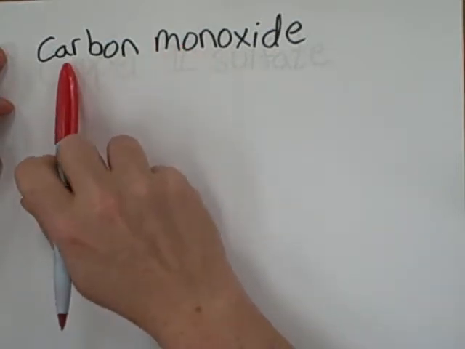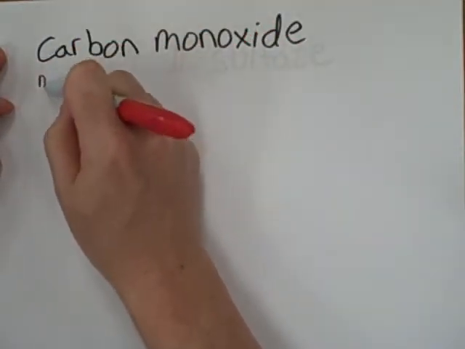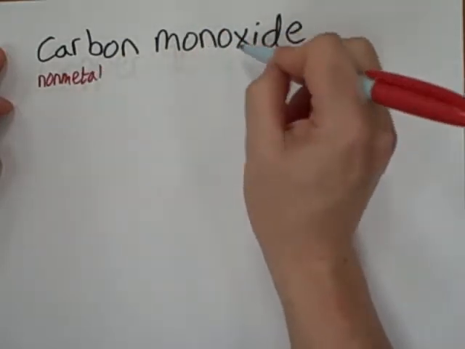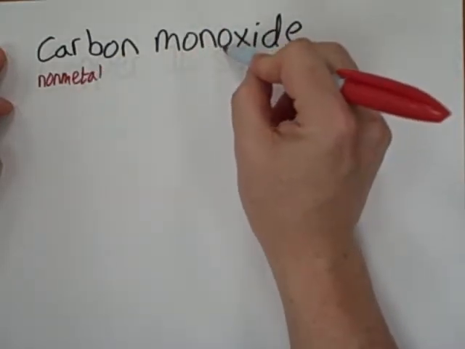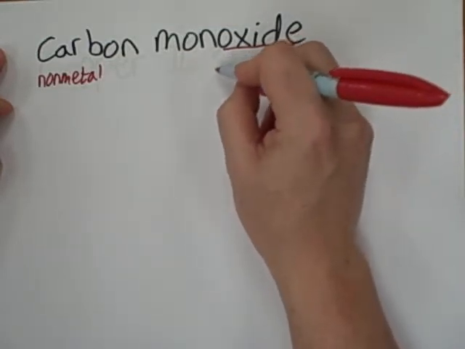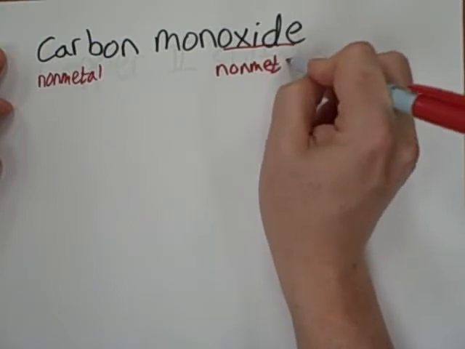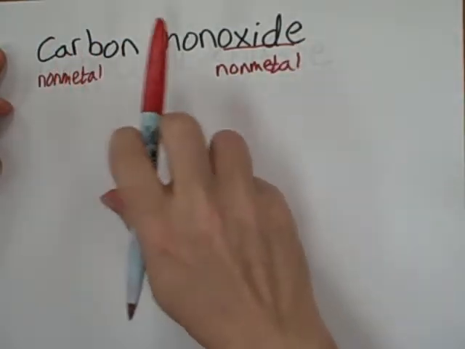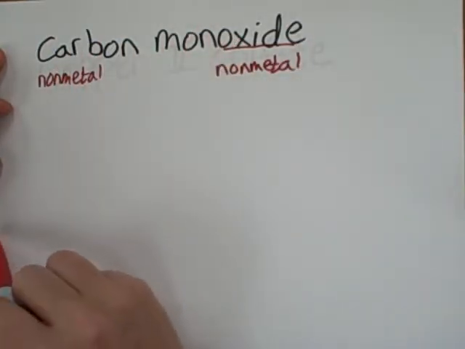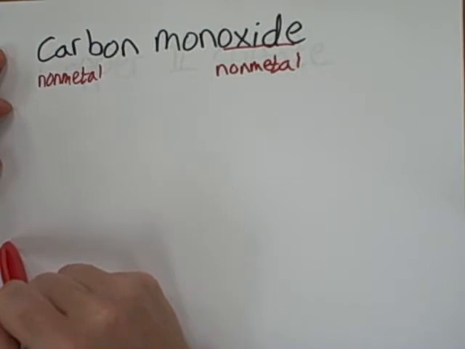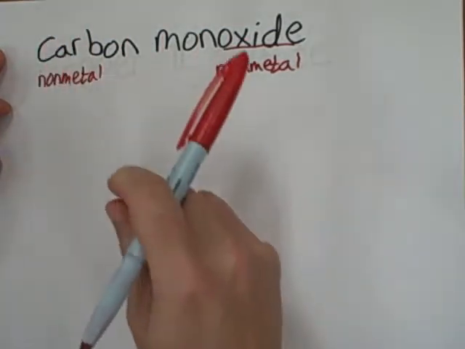In this case, we have carbon, which is a nonmetal, and monoxide, the oxide stem is for oxygen, which is a nonmetal. So since we have two nonmetal elements, we have a covalent compound, which means that the formula comes from the prefixes on the name. So carbon does not have a prefix.